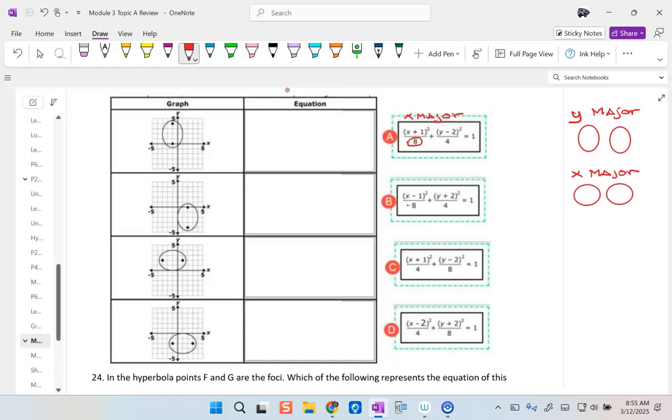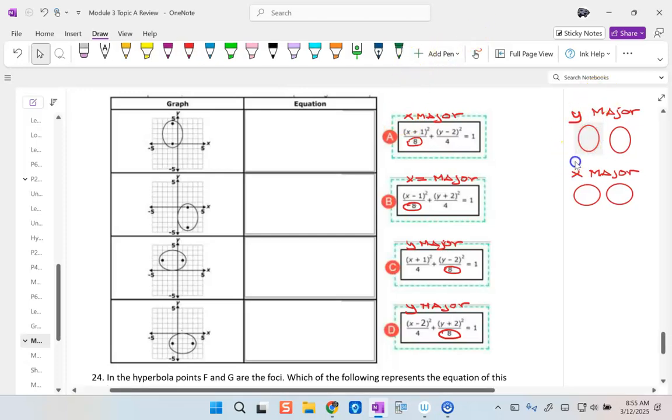Okay, here, 8's the larger, so x is the major. 8's under the y, so now y is the major. And 8 is under the y there, so the y is the major. All right, so when the y is the major, my ellipses are going to look like this. When x is the major, my ellipses are going to look like this.